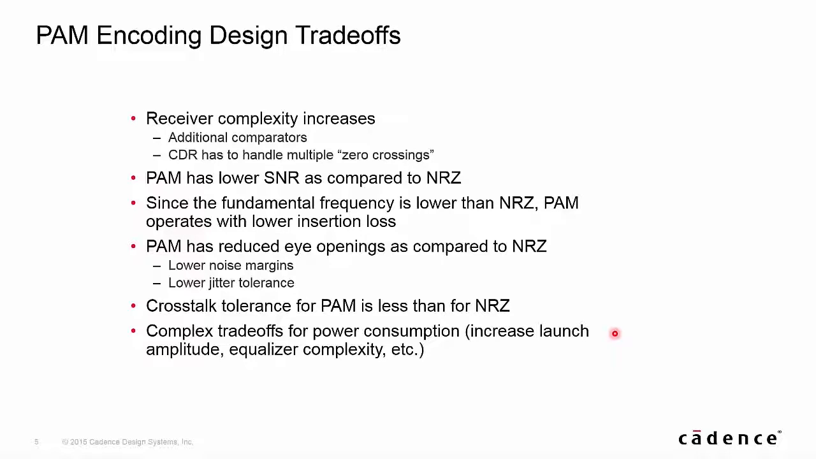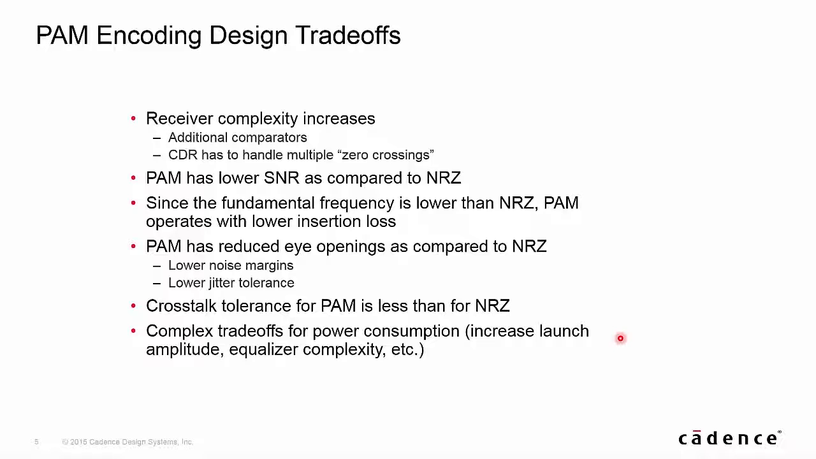However, since the fundamental frequency we're operating at is lower with PAM as compared to NRZ, we tend to be better on the insertion loss curve and have lower loss on a PAM encoded channel than on an NRZ encoded channel. So PAM does have reduced eye openings as compared to NRZ. That means we have lower noise margins and we have lower jitter tolerance. Also, crosstalk tolerance for PAM is less than it is for NRZ. And there are complex trade-offs for power consumption, increased launch amplitude, equalizer complexity, etc. in the receiver and transmitters.